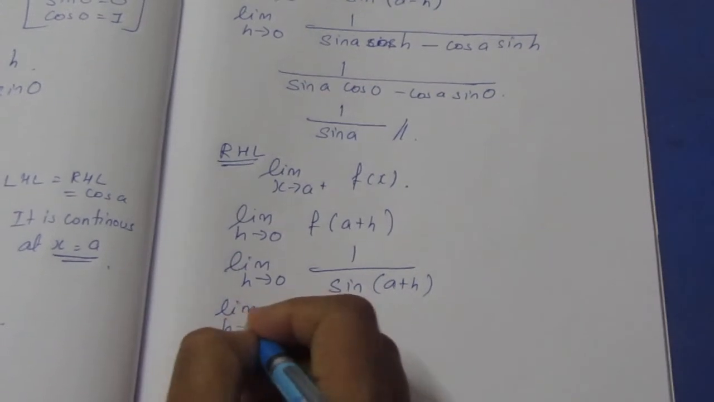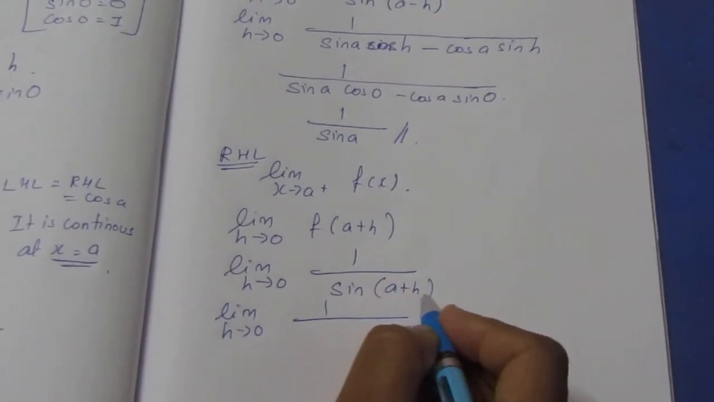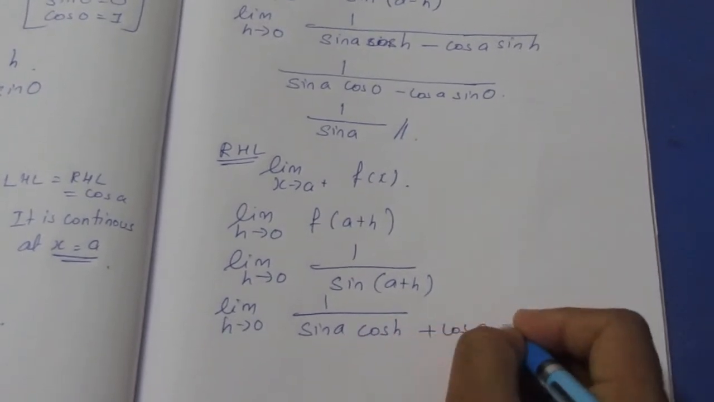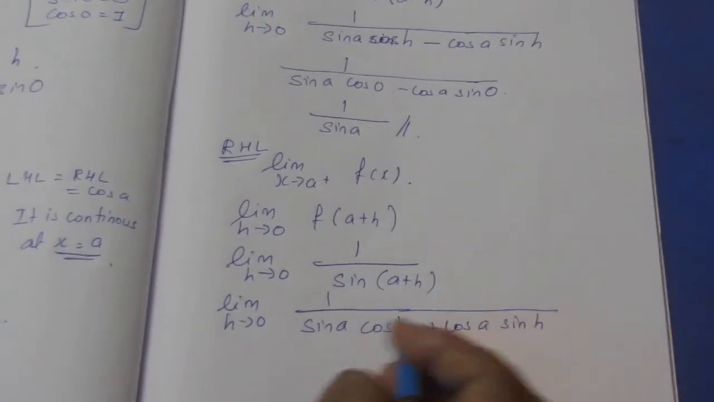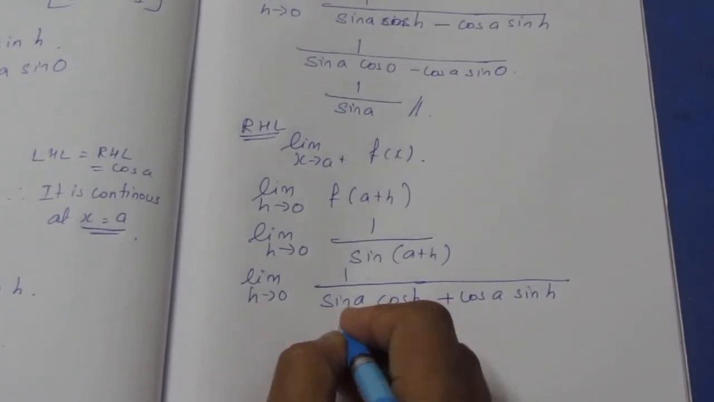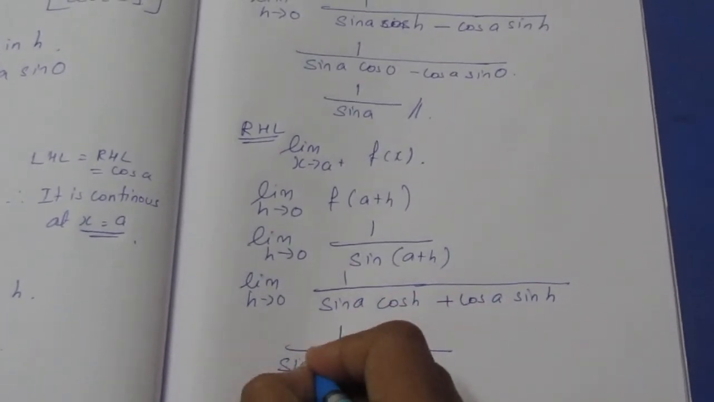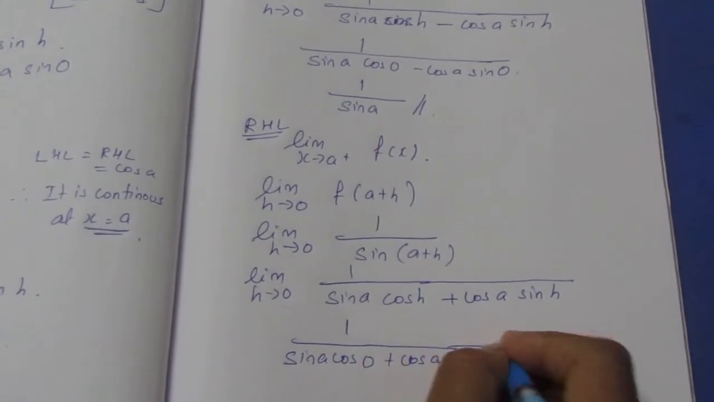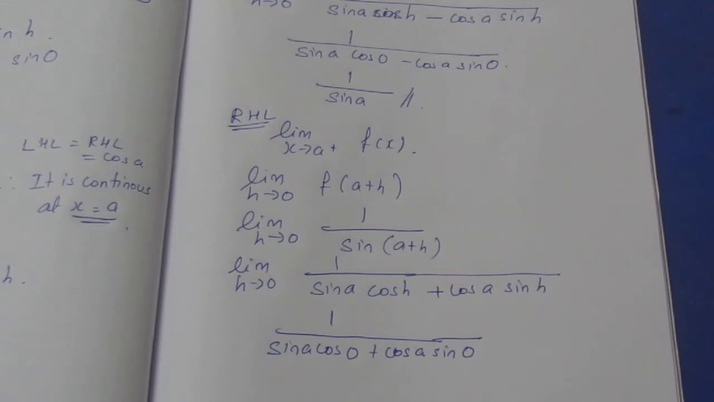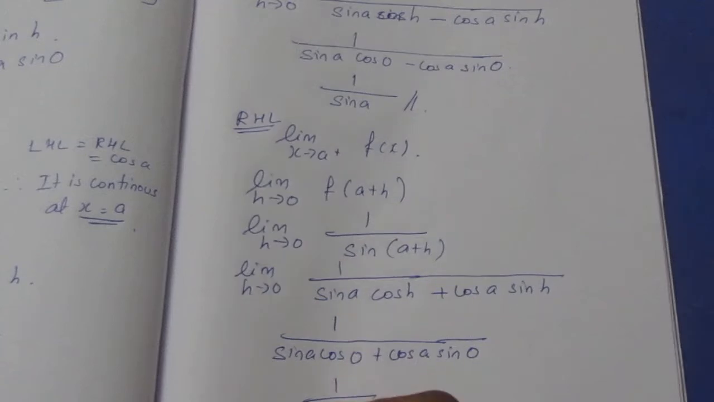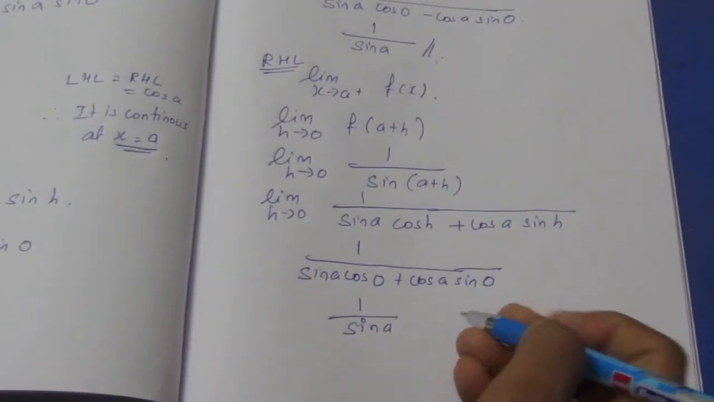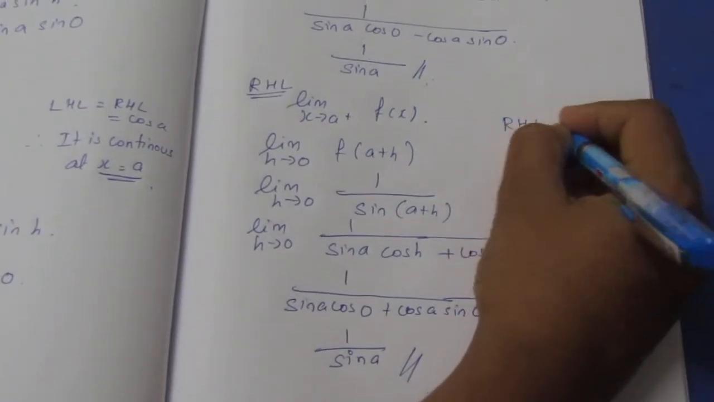Limit h tends to 0. The denominator is in the formula of sine a plus b, that is sine a cos b plus cos a sin b. Now substitute the value of h, it becomes 1 by sin a cos 0 plus cos a sin 0. Now sin a cos 0 is sin a, so totally it will become 1 by sin a, because the other term becomes 0. We know that LHL and RHL both are equal. So therefore LHL is equal to RHL.